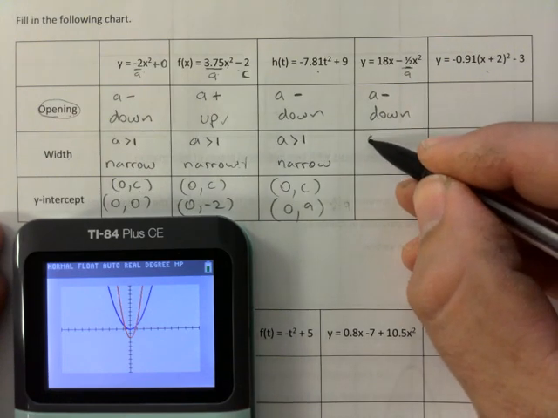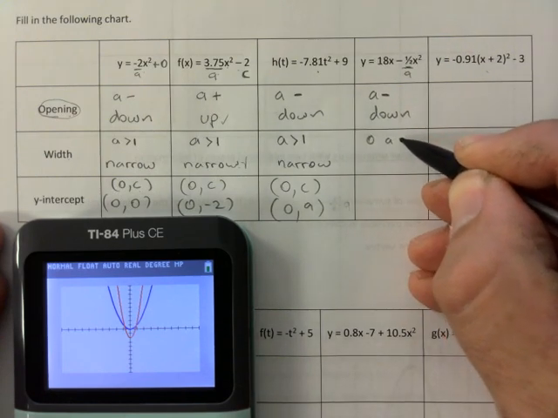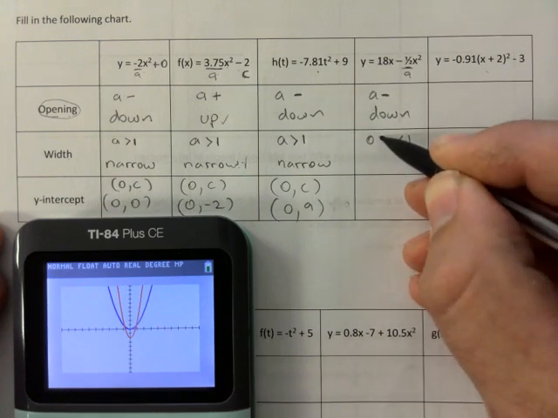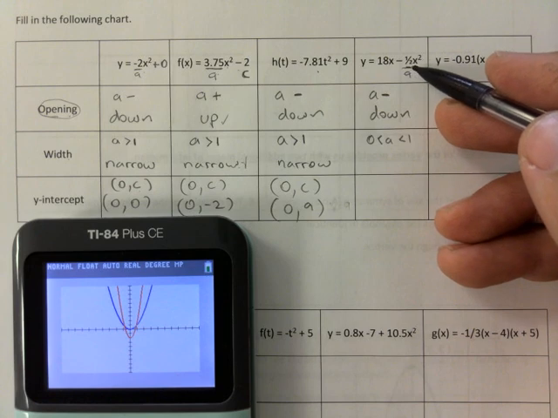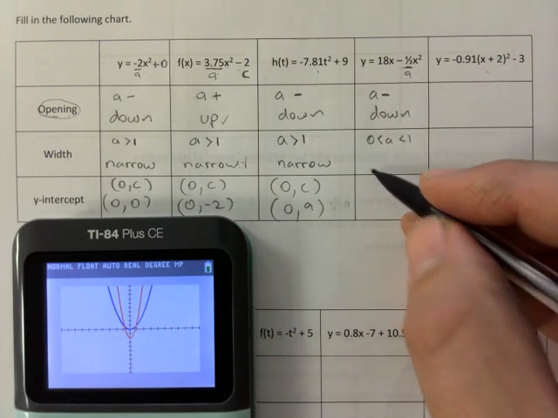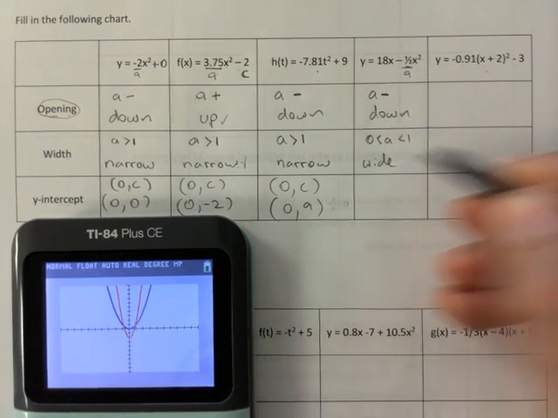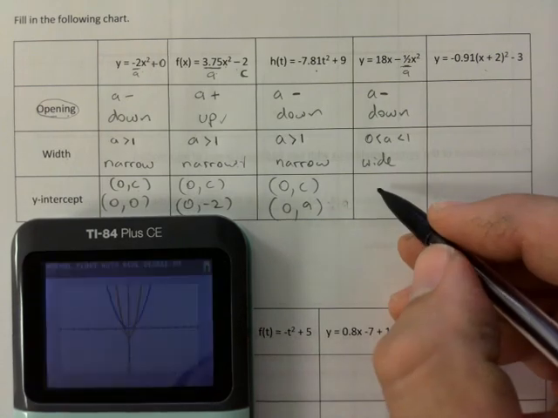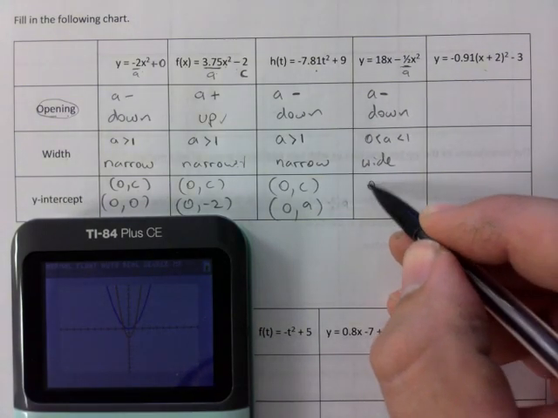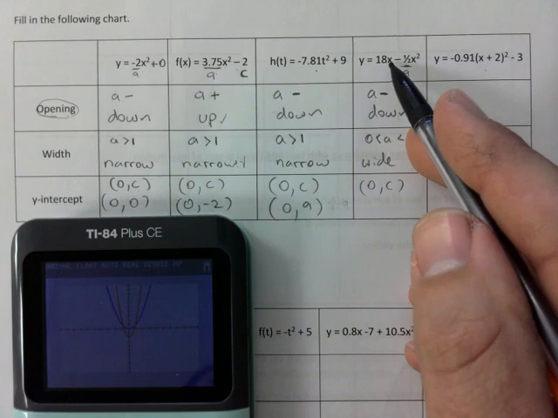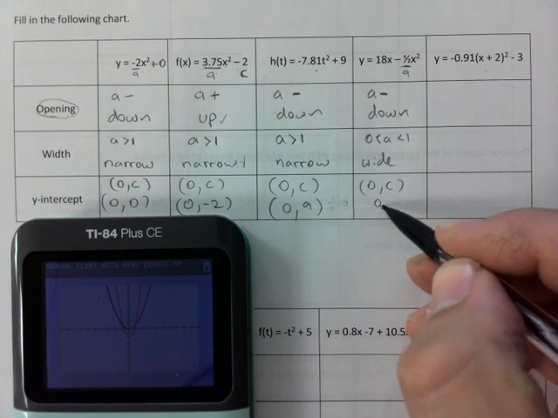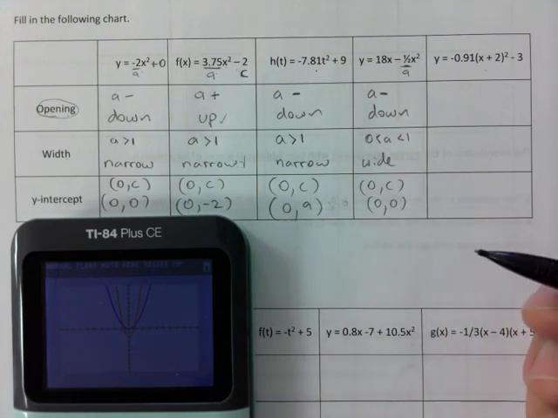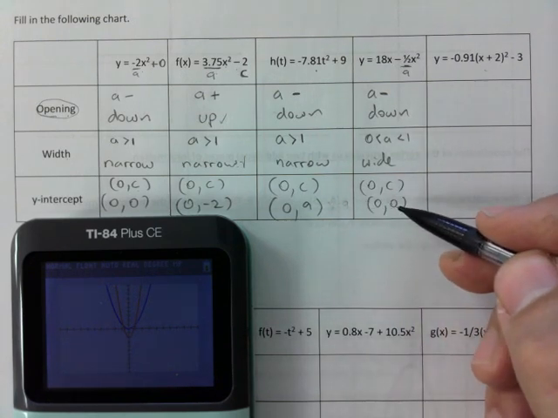A is what? A is stuck between 0 and 1. If you think about it, that's 0.5, right? So it's stuck. So it's actually a wide curve. What's your y-intercept? What's 18? Nope. It's the constant. In this case, it's not there, so it's 0. It's actually 0, 0 then. When x is equal to 0, y is equal to 0.